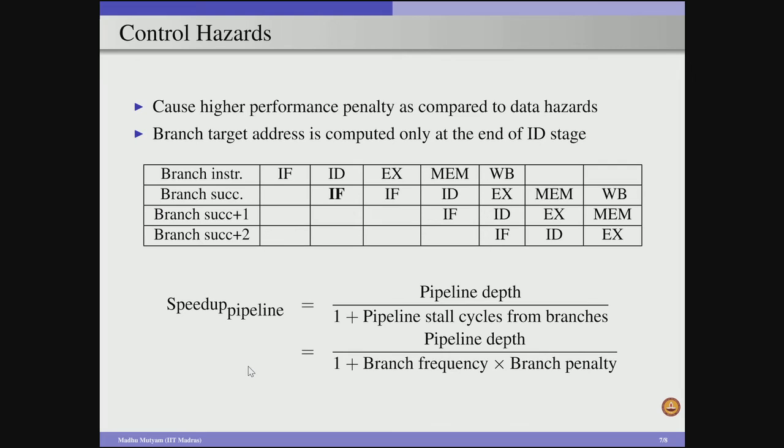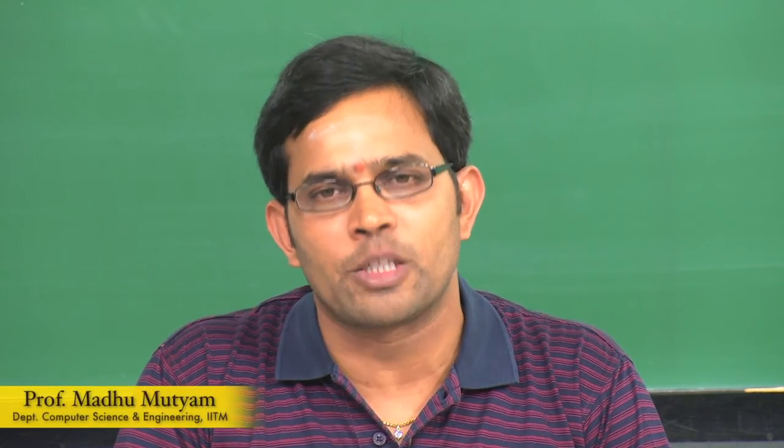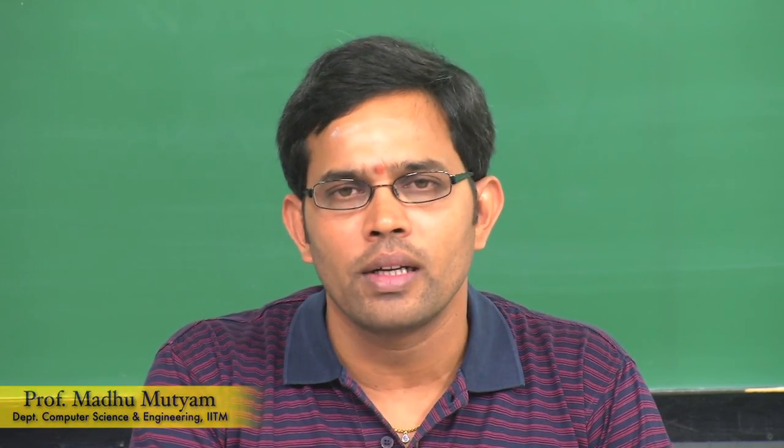and the branch penalty. So in order to minimize the penalty associated with the control hazards, we have to minimize the penalty associated with the branches. We cannot reduce the branch frequency in an application, but we can minimize the penalty associated with the branches. As part of the next module, we are going to discuss a set of techniques that minimize the branch penalty. And with that, I am concluding this module, and thank you.